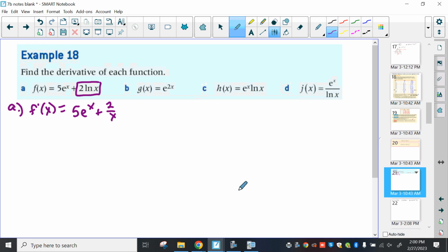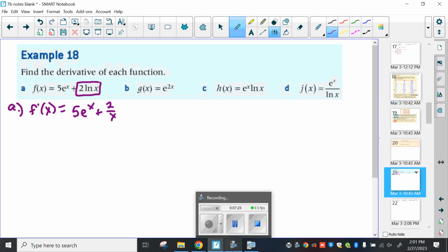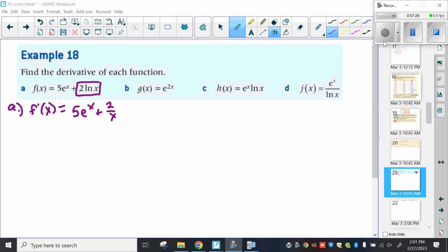So now I'm going to have you try B. B isn't super challenging. C, what are you guys going to have to do here? What's involved here? Product rule. You're going to have to do the product rule for this one. What's involved in D? Quotient rule. You're going to have to do the quotient rule with that one. So it's going to take a little bit more time. So I'm going to give you guys about 5 to 8 minutes to work through each of those individually, please.